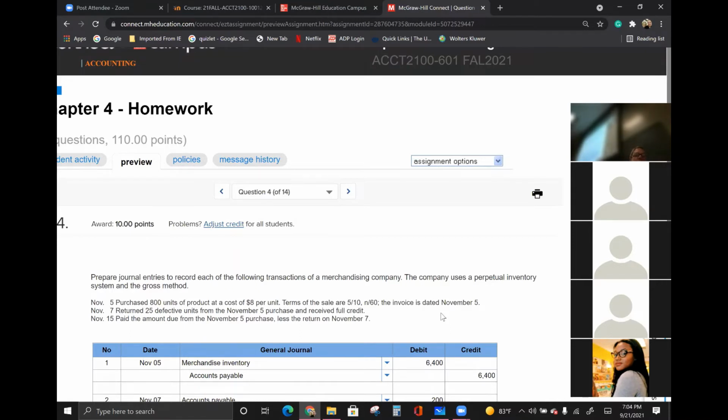And then for the payable side, I have that on my books for the full amount, because what if I don't pay it within the terms? I have to pay the whole thing. So that's why it's recorded when I buy it for the whole amount.